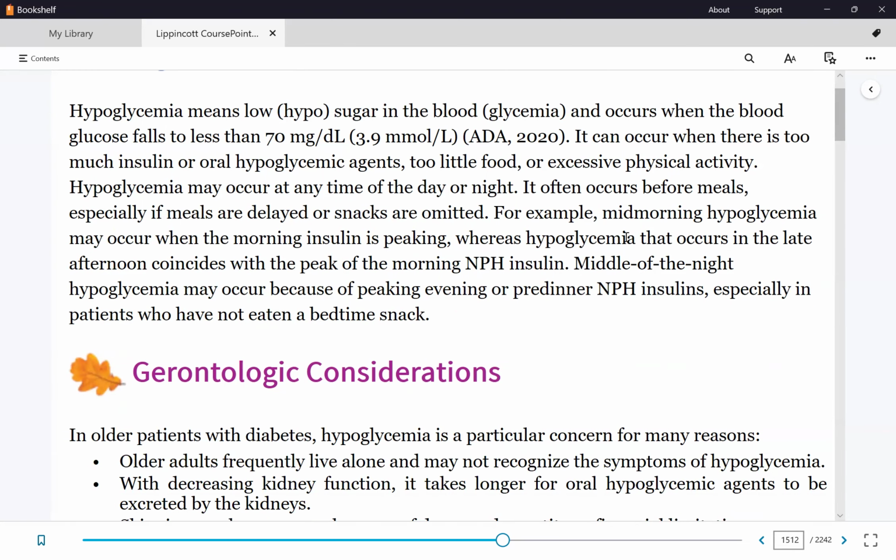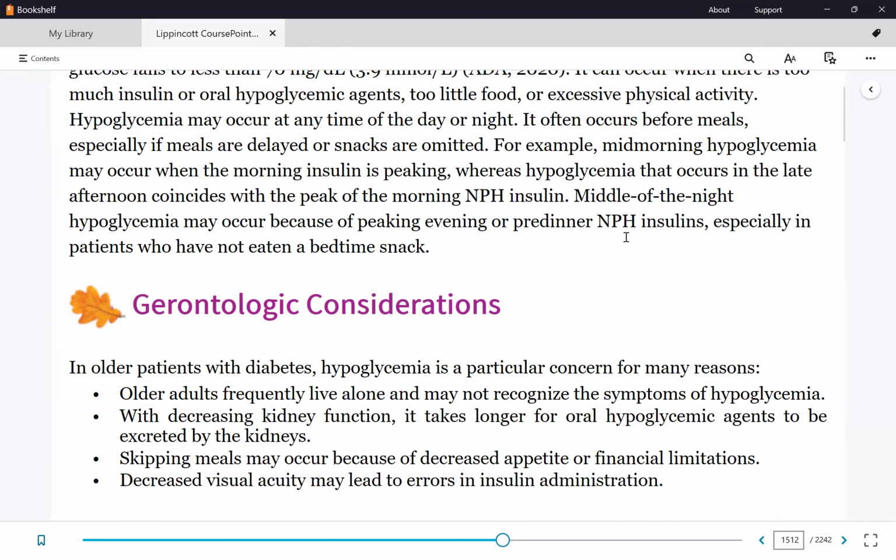Right. Other reasons would be you took the wrong type of insulin. Or maybe it's not you. Maybe it's your nurse that gave you the wrong type of insulin. Or maybe you were given the wrong dose of insulin by your nurse. Or you're simply not eating. Right.